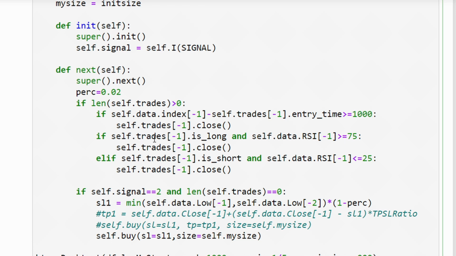The second condition to close is that the RSI should exceed 75, or, if you have a short position, which is not the case in this strategy, the RSI is below 25. I kept these lines here in the code just in case you would like to improve this strategy to take into account the short positions as well. So I kept everything. You might want to change these and apply your own modifications.